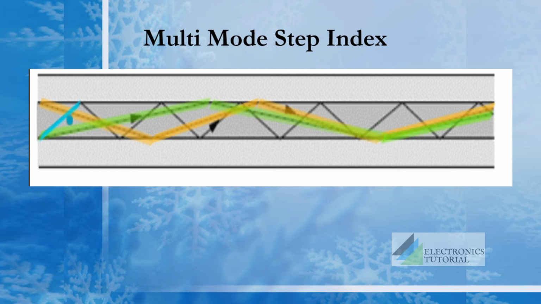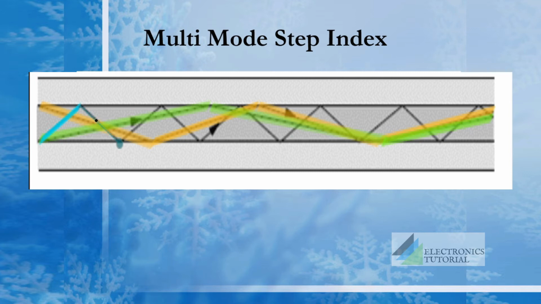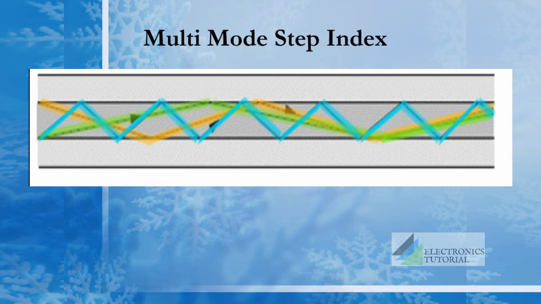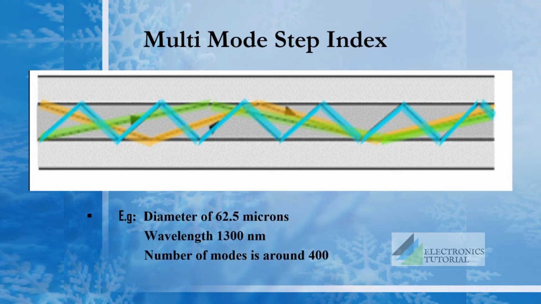We can see one more path here. Total internal reflection happens at this position. Here also we have the same conditions that are suitable for total internal reflection. So total internal reflection will happen until the other end is reached. By seeing this diagram, don't limit the number of modes to 2, 3 or 4. For example, for a fiber with a core diameter of 62.5 microns, using light of wavelength 1300 nanometers, the number of modes is around 400, depending on the difference in refractive index between the core and the cladding. The number of modes can be even higher.